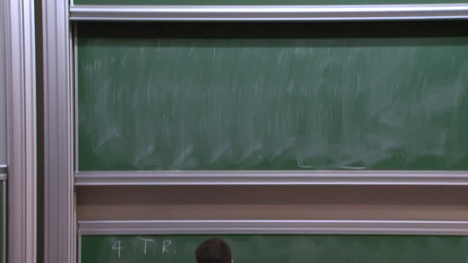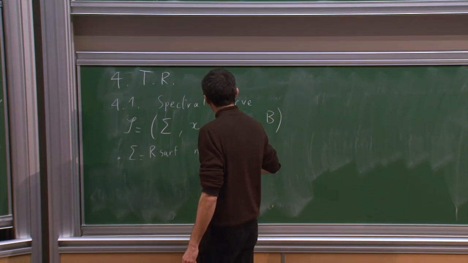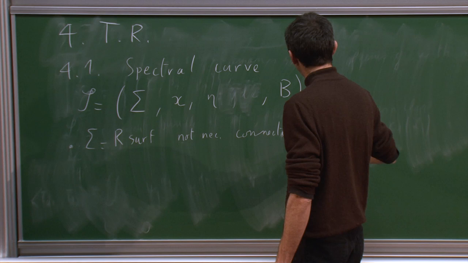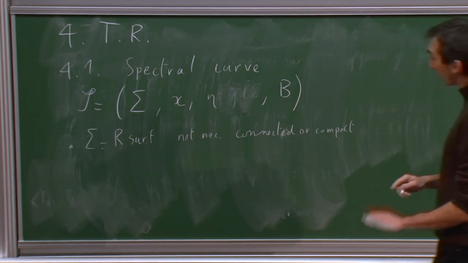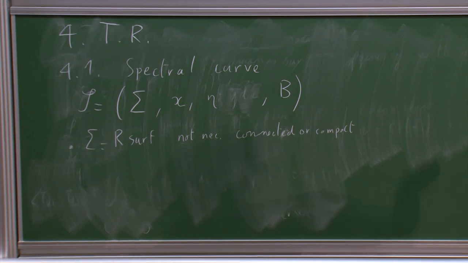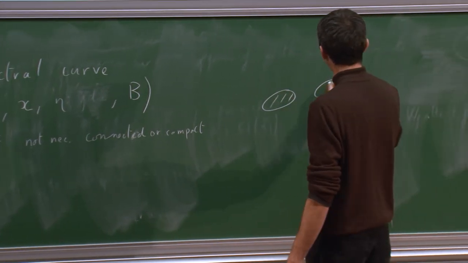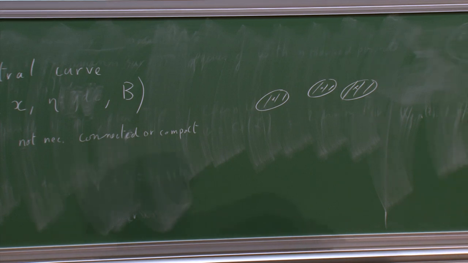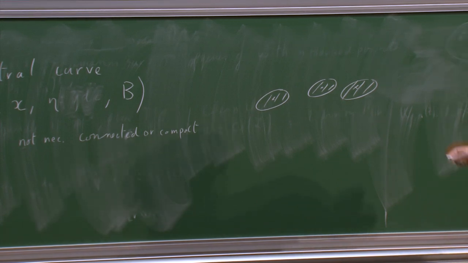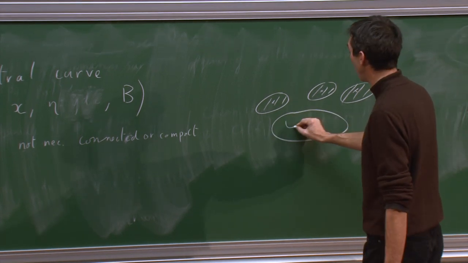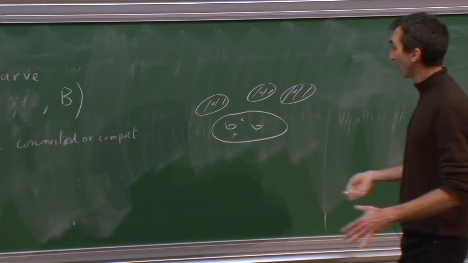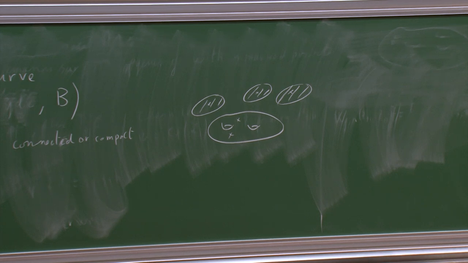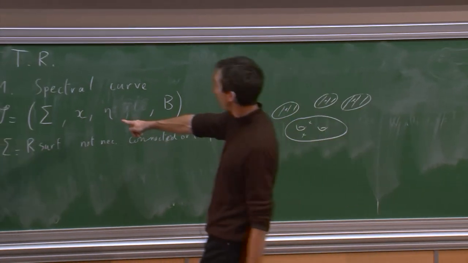But so it's a Riemann surface, and it's not necessarily connected or compact. So I don't care whether it's compact, connected, not. So typically, it can be a collection of disks. It can have boundaries. It can also be a natural, nice, smooth, compact Riemann surface. Okay? But it can be more or less anything you want. And it has marked points? Yes, it will have marked points, which shall be the zeros of dx.